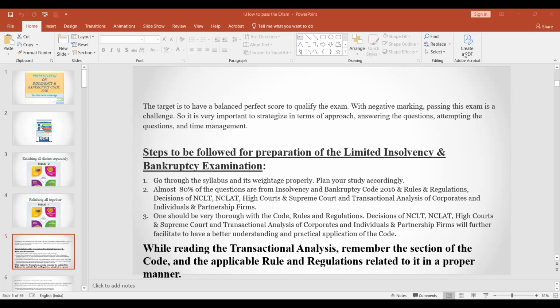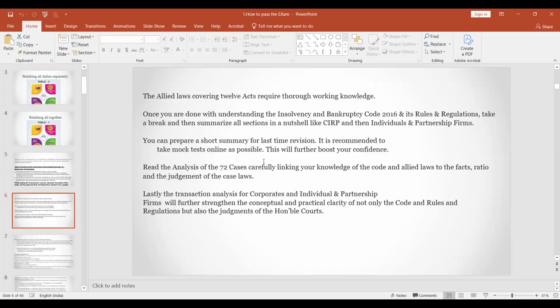I hope you have already gone through the syllabus. In the syllabus, almost 80% of the questions will be from the Insolvency and Bankruptcy Code, and 20% will be from the allied laws. So allied laws cover 19 marks. 19 marks out of 100, you cannot ignore them. So it's equally important to have a deep understanding of the allied laws.